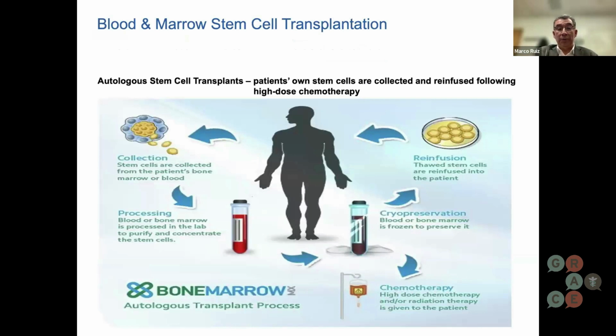Whenever we have a patient with either myeloma or lymphoma, first, of course, we need to treat these patients. And once we achieve what we call a complete response in the case of multiple myeloma, or complete remission in the case of lymphomas, we consider the option of bone marrow transplant. The definition of autologous bone marrow transplant is basically a transplant using your own stem cells.